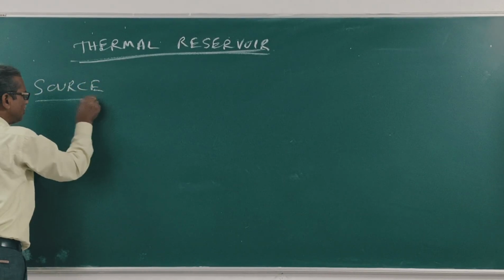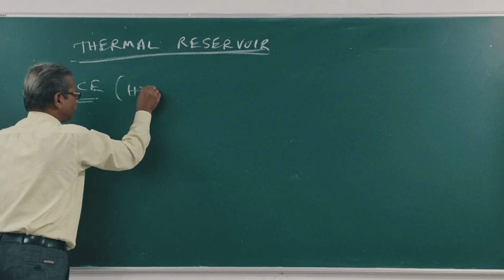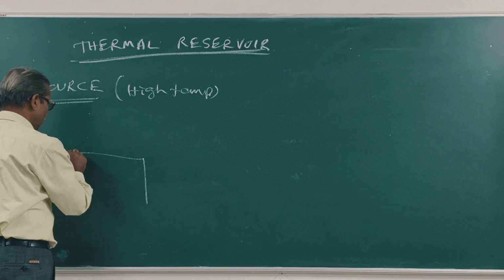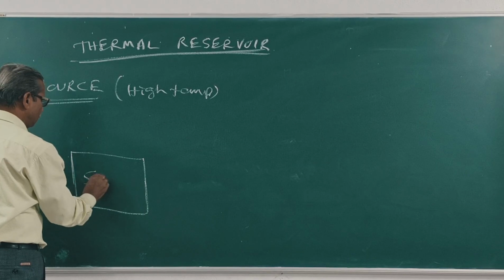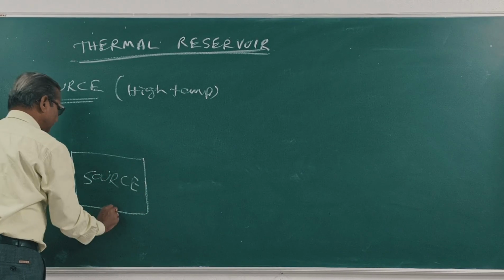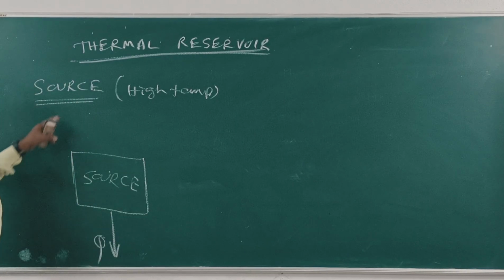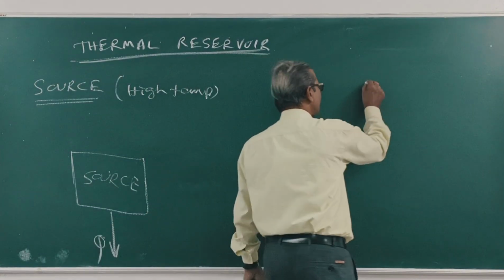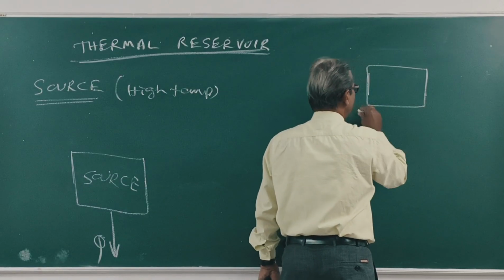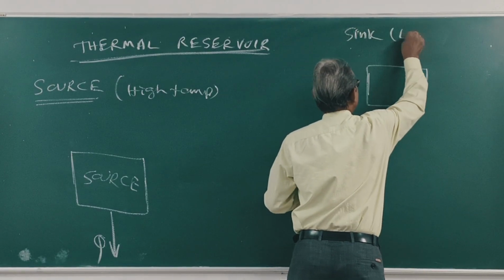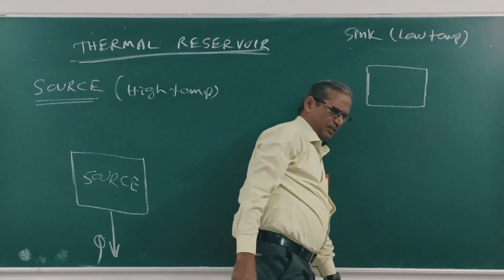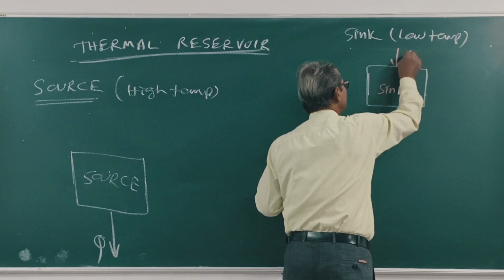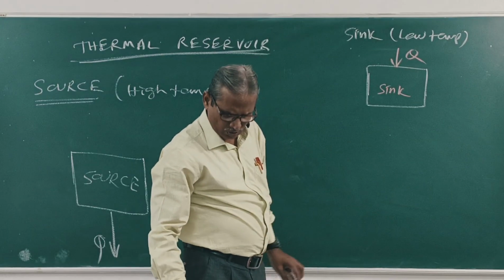Source: this is the source, high temperature. Source means high temperature. It can supply heat. This high temperature reservoir can supply heat. Sink: this is the sink, low temperature. A sink can take heat. Clear?